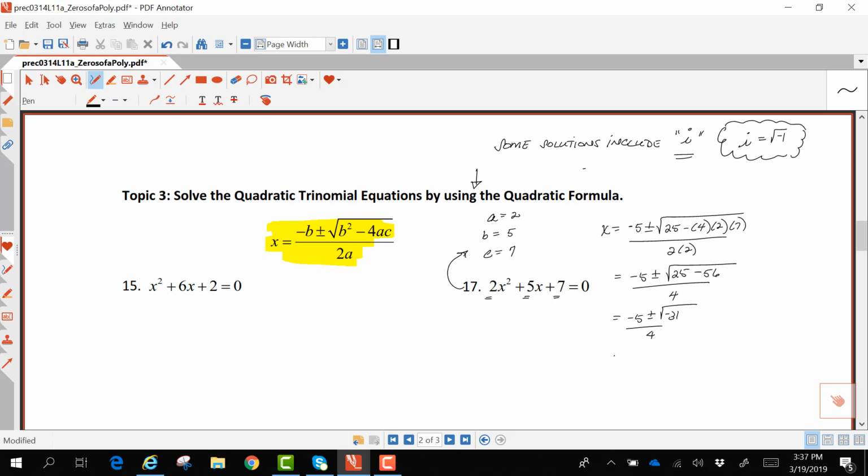We don't want to leave a negative under the radical, so we will change this to an i in front of a positive 31 under the radical. These will be our two solutions to this quadratic equation. So again, in this section, prepare to see the imaginary number surface often when you apply the quadratic formula.